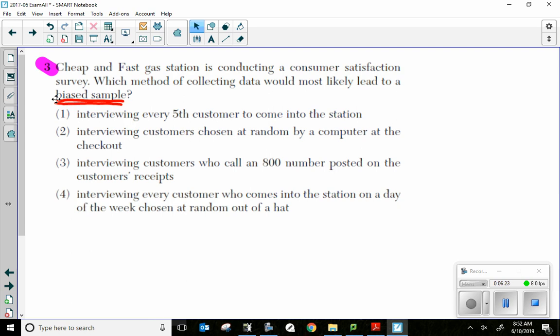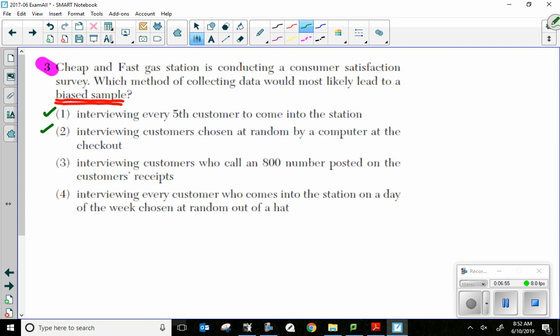So which one of these options would likely lead to having bias behind it, which means would be kind of like a little bit on the unfair side? Okay. Number 1, interviewing every 5th customer to come into the gas station. That's not biased at all. That's randomly interviewing people, and that's as they come in, so you don't even know if they have a good experience or bad experience yet. They are just walking in. That's good.